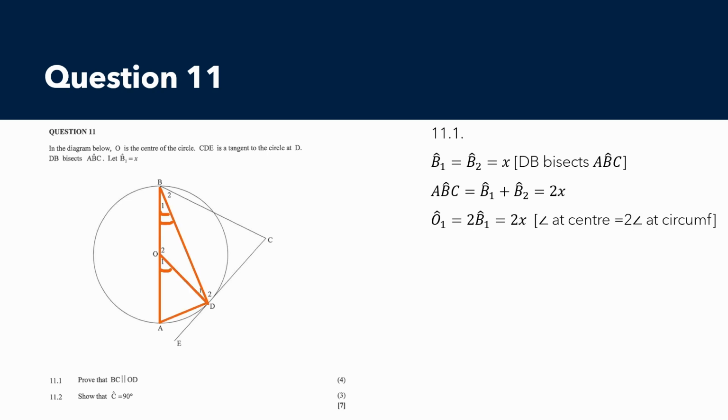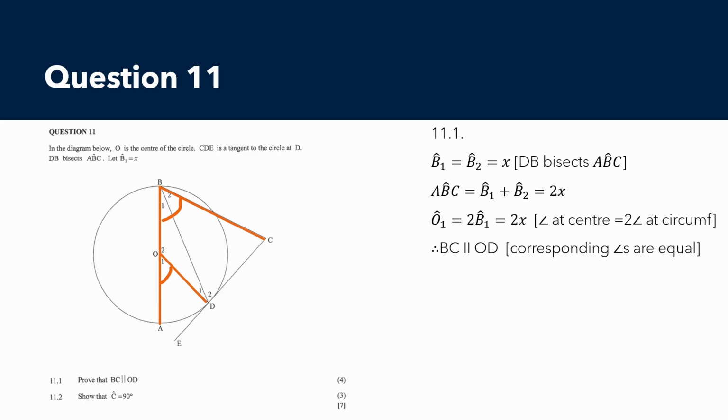And I went on to say angle O1 is equal to 2 angle B1, which is equal to 2X. My reason was angle at the center is equal to double the angle at the circumference. That is again a theorem that you need to know. And hence BC is parallel to OD. My reason was corresponding angles are equal, which are O1 and B1 plus B2.